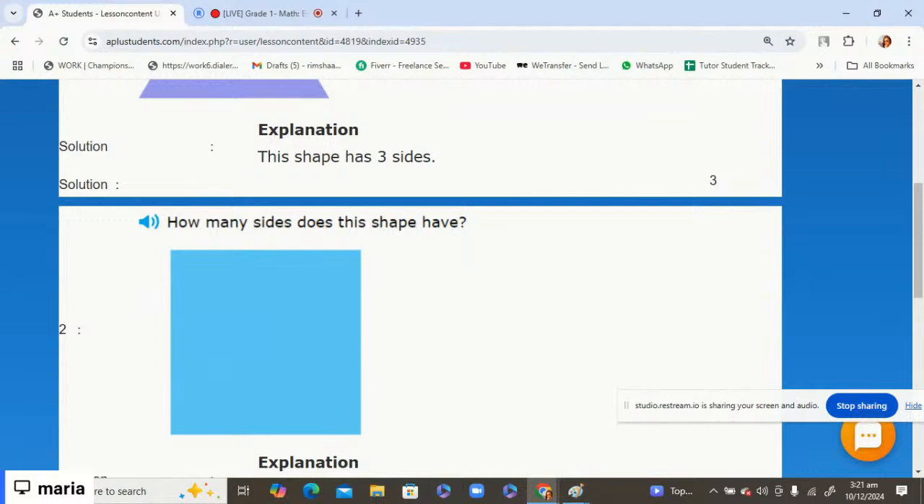Yes, everyone. Tell me in the chat. How many sides does this shape have? Check it out, everyone. Someone says 4. Is it right or wrong? It's 4 or it's 3?